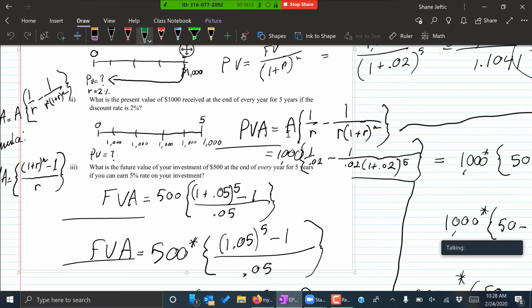At 2%, you have 1,000 for 1 year at 2%. You have 2,000 at 2 years for 2%. You have 3,000 at 3 years for 2%, etc. Whatever. So that's what makes it an annuity, and that's what makes it different.